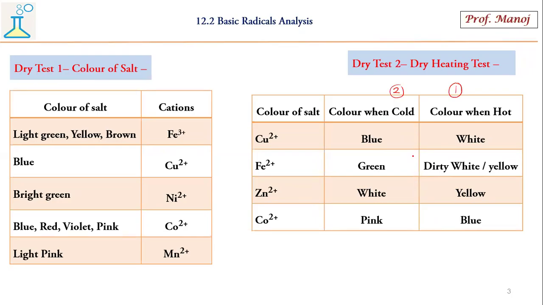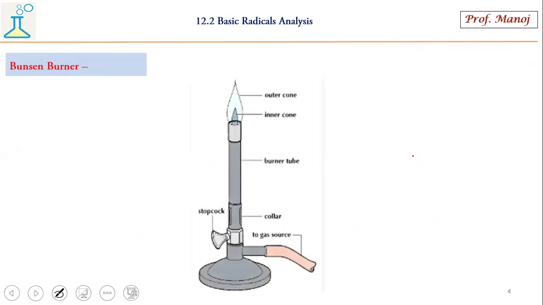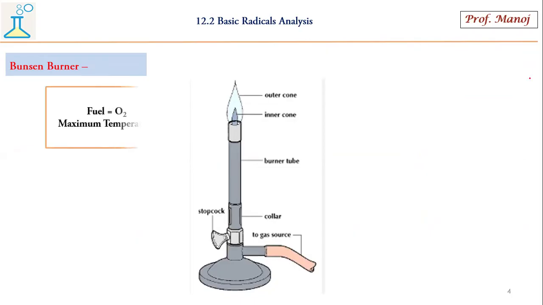Now in these radical tests, an important instrument we use is a Bunsen burner. I think all of you must have seen a Bunsen burner in the laboratory. We have to understand some portions in them. Portion number 1 is this particular tip of the flame, what you see, this one. Over here, you will have the maximum temperature of the flame, and the fuel used is oxygen.